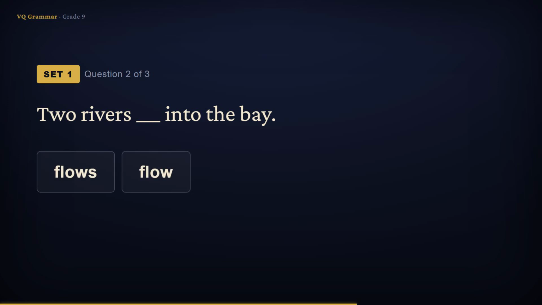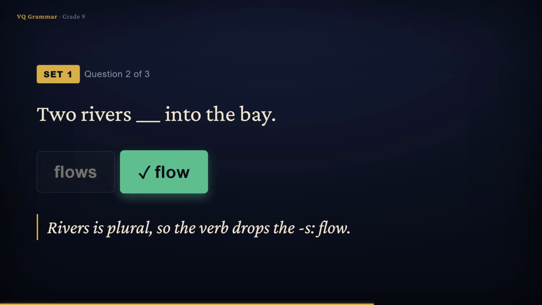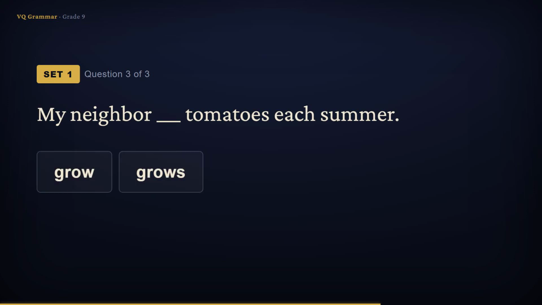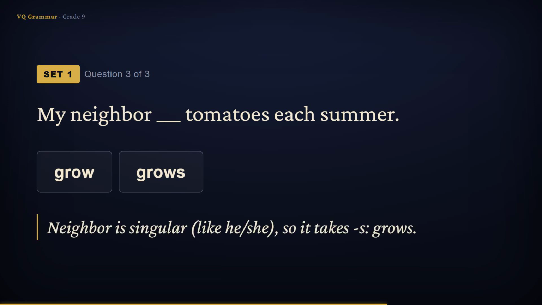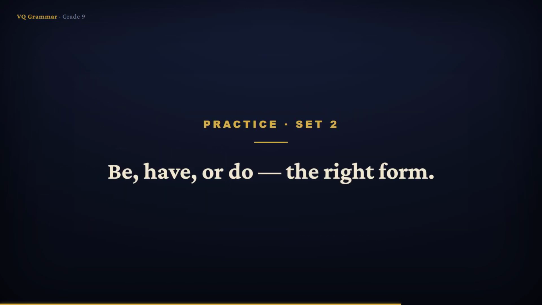2 rivers blank into the bay. Flows or flow? Rivers is plural, more than one, so the verb loses its S. A plural subject takes the bare form. The answer is flow. My neighbor blank tomatoes each summer. Grow or grows? One neighbor is a singular third-person subject, exactly like he or she, so the verb takes the S. The answer is grows.